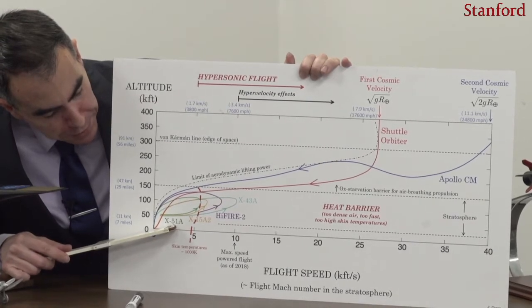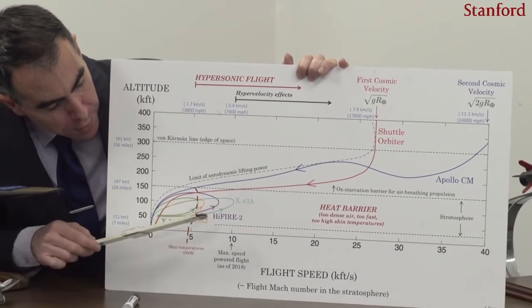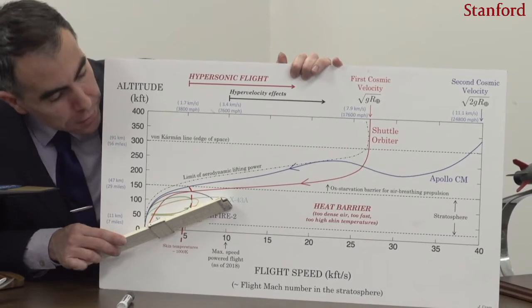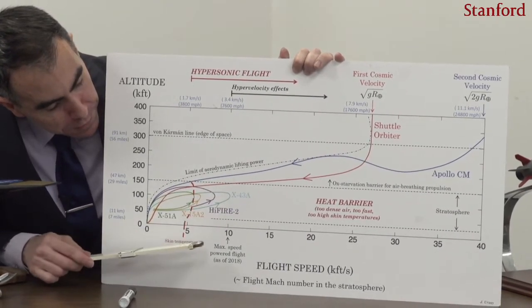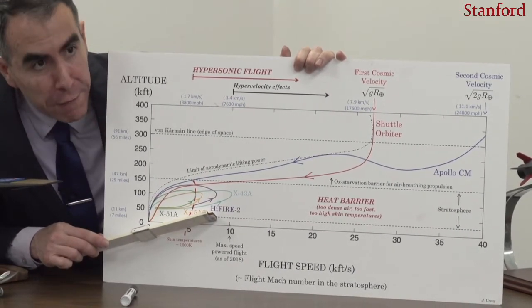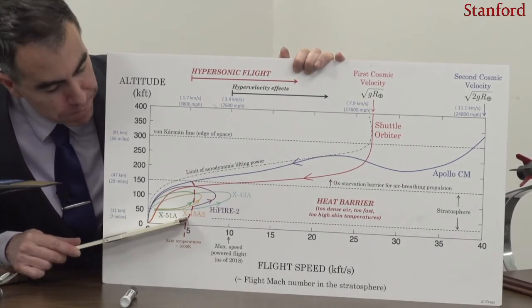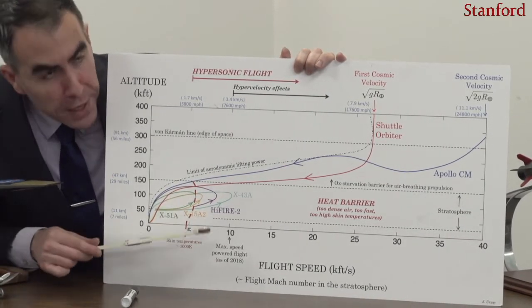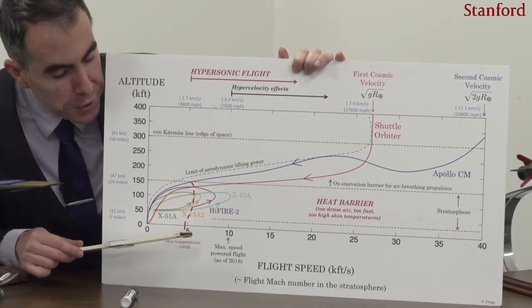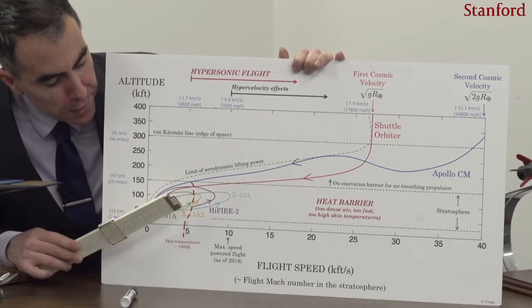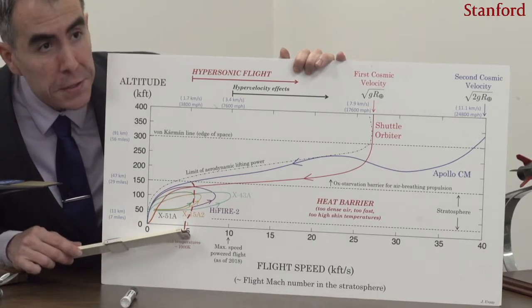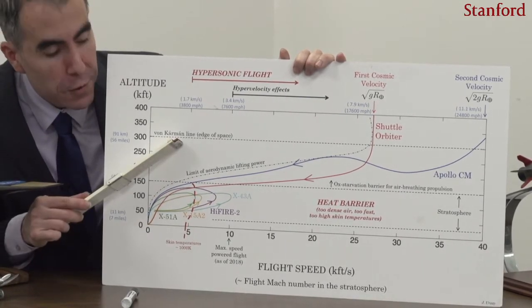the scramjet X-51A, the scramjet X-43A, another scramjet HiFIRE 2, and also the rocket plane X-15. And they all tend to fly within the stratosphere. And the reason why they fly within the stratosphere is because the density decreases with altitude.